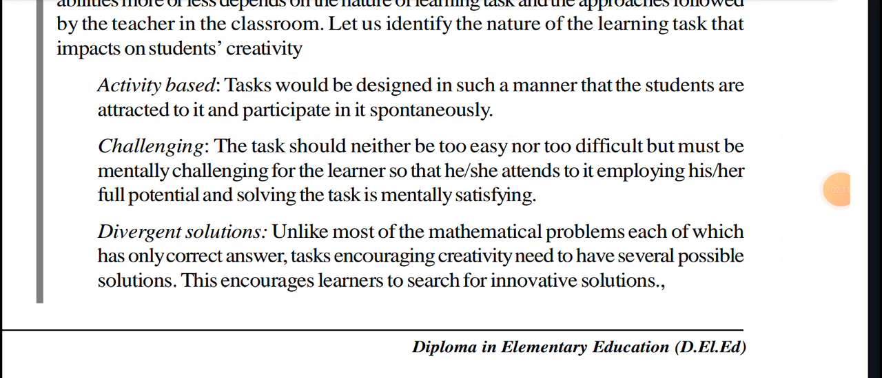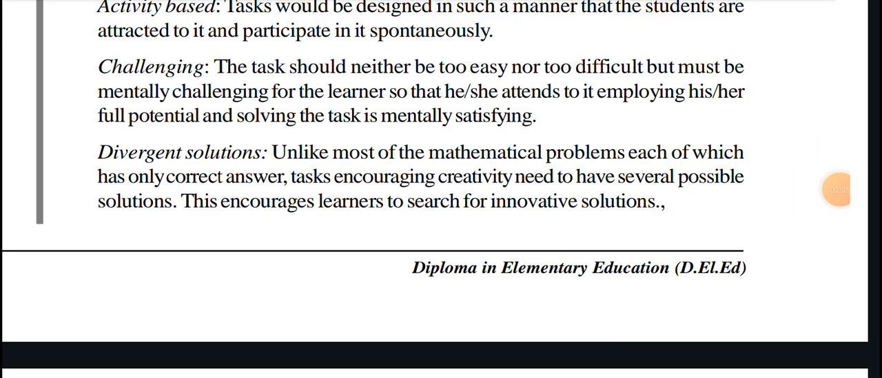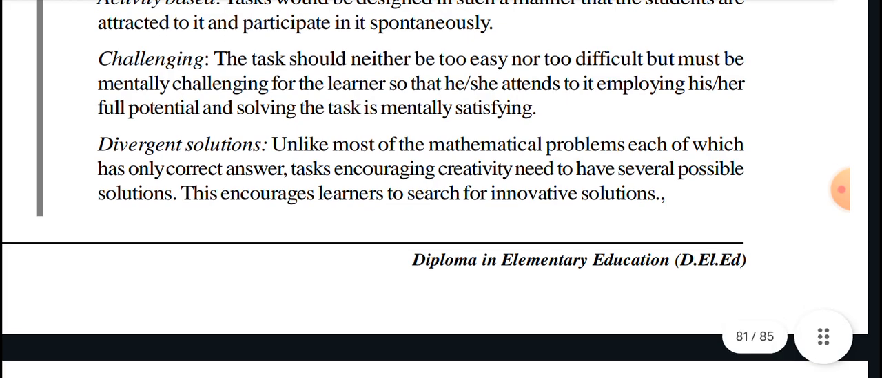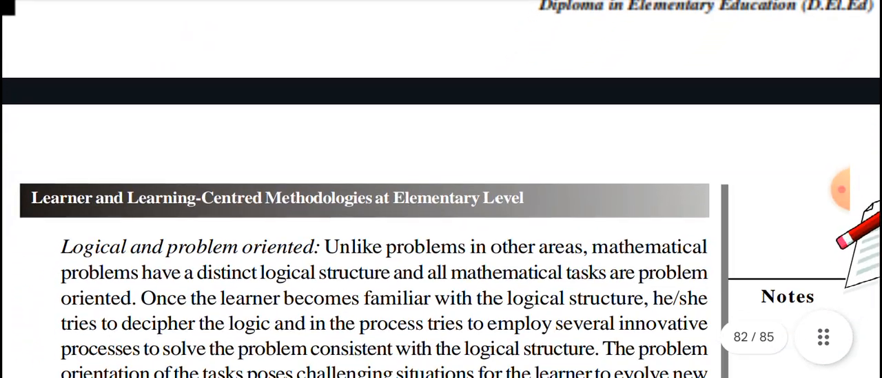Tasks should be designed in such a manner that the students are attracted to them and participate in them spontaneously. Challenging: the task should neither be too easy nor too difficult, but must be mentally challenging for the learner so that he or she attends to it, employing his or her full potential, and solving the task is mentally satisfying. Unlike most mathematical problems, each of which has only one correct answer, tasks encouraging creativity need to have several possible solutions. This encourages the learner to search for innovative solutions.